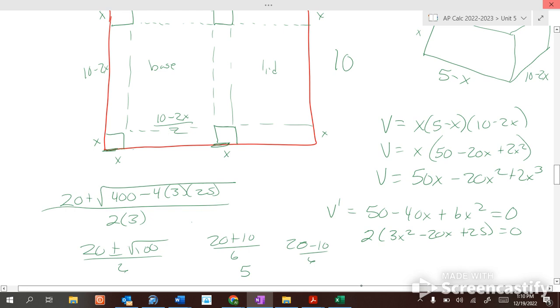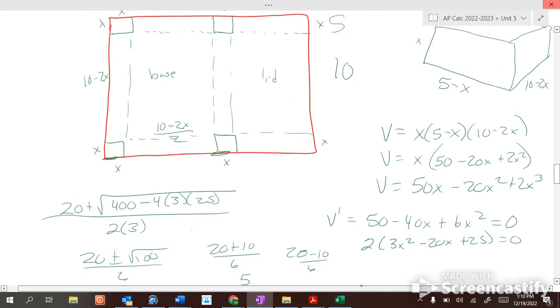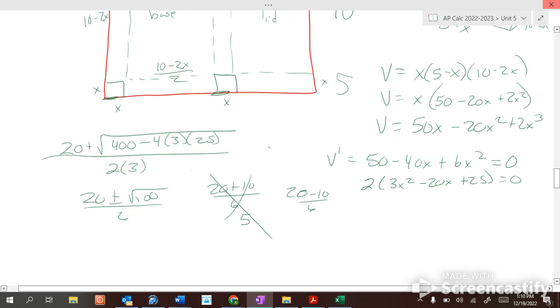If x was 5, could you have the box? If we cut off 5 off this edge and 5 off this edge, would that be a box? Because this side is 10. If you cut 5 off from each side, it wouldn't be a box. So that is not an answer. So if that's not an answer, this has to be an answer. So when x equals 10/6, or 2 2/3. Yeah, 2 2/3.